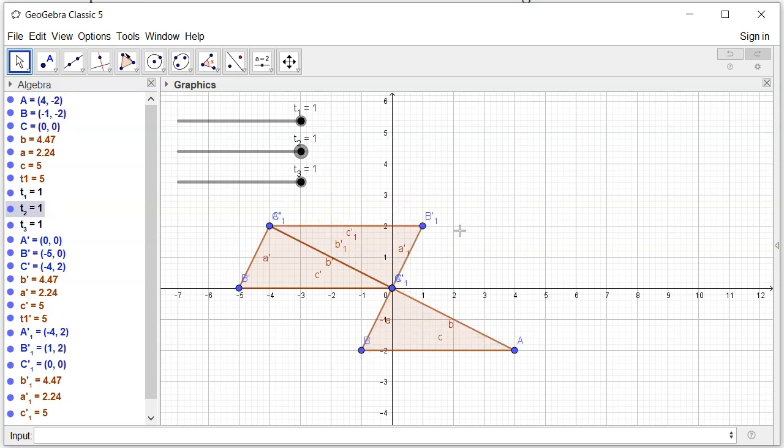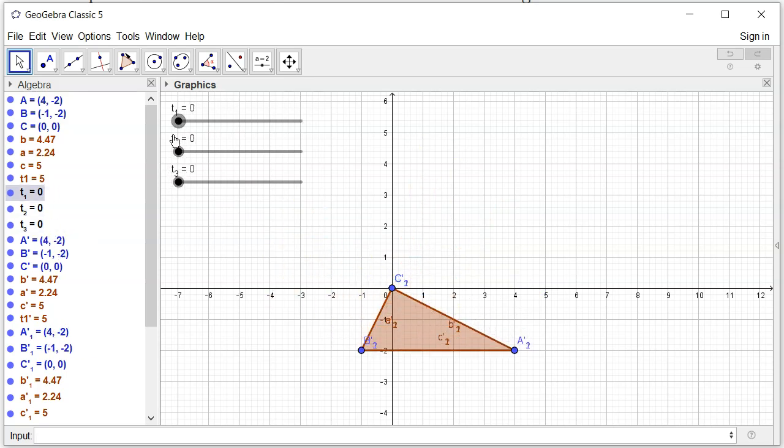Then I'm going to slide it over, so I'm going to do another translate. Object is T1, and this time the vector is going to be from B to C. Then multiply by T3. So you can see that we can control that motion using T3. I'm going to send everything back here.